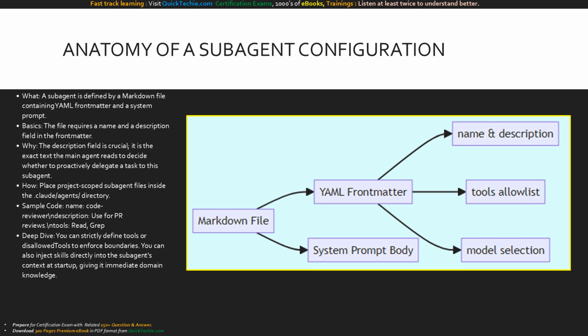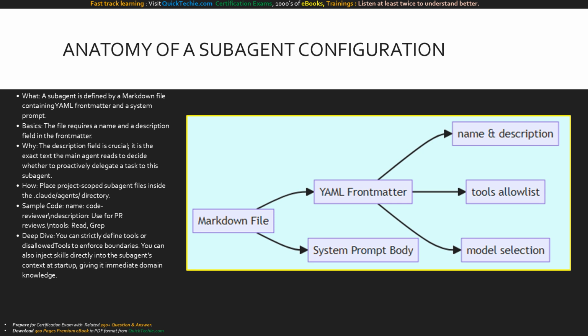Inside this front matter, you can strictly define tool access using the tools or disallowed tools fields. For instance, you can grant access to the read and grep tools, but explicitly deny the edit tool to enforce read-only behavior. This diagram dissects the anatomy of the subagent configuration file. The markdown file is split into two halves. The top half is the YAML front matter, which configures the name, description, tool allow lists, and model selection.